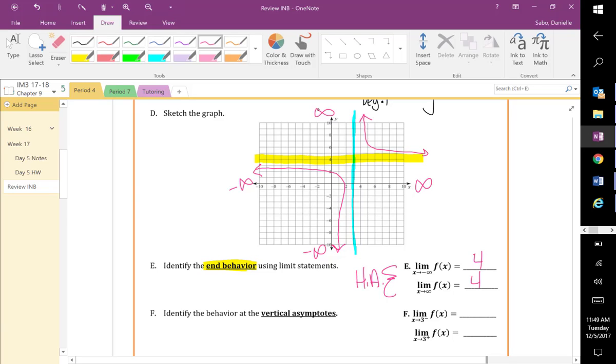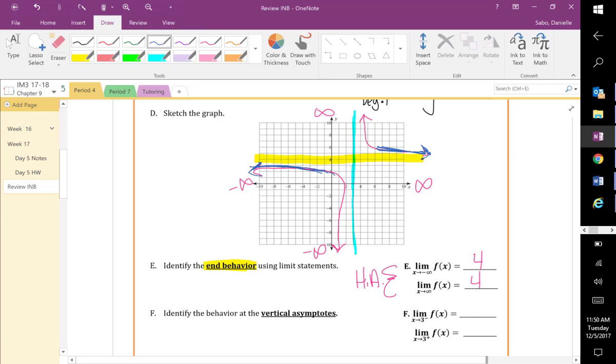As x is going to negative, here I am, I'm walking towards negative. My function, I'm going to kind of sketch it out for you in blue, is approaching 4. Do you see how it's slowly approaching 4? Okay, it won't touch it, but it's slowly getting there. And same thing on the other side, as x walks all the way to infinity. This blue line is going towards 4.